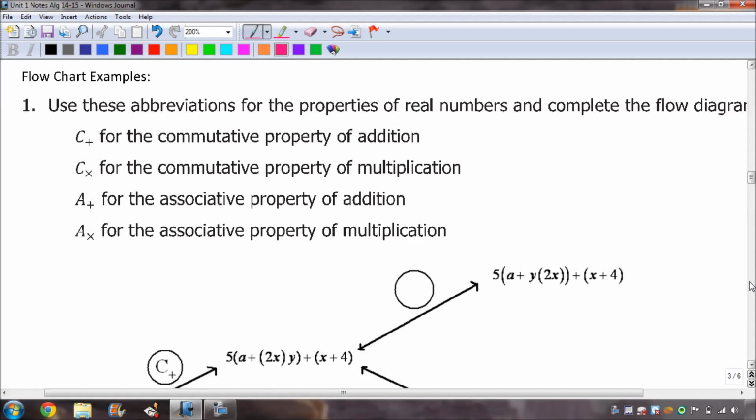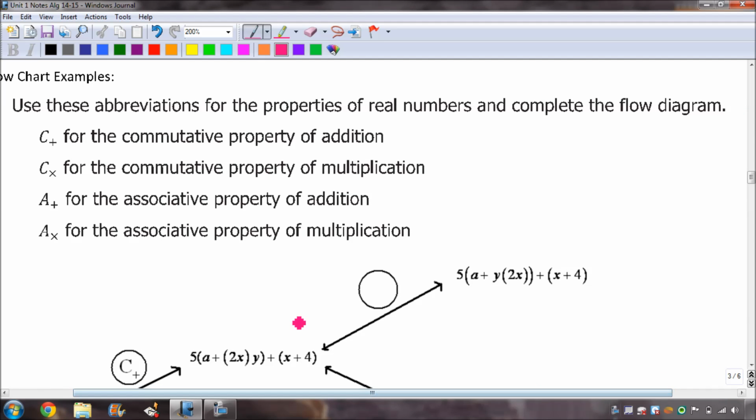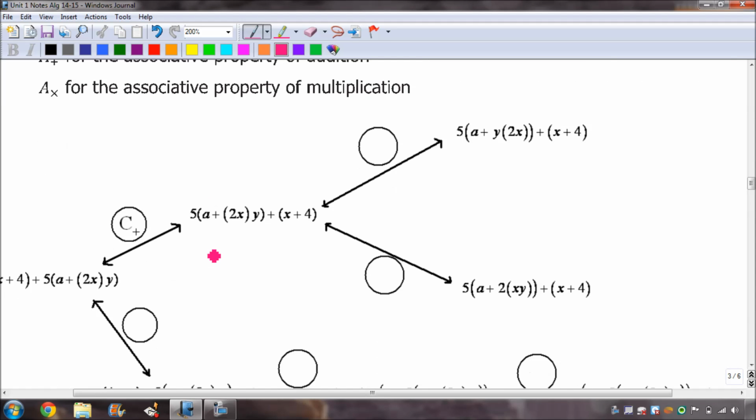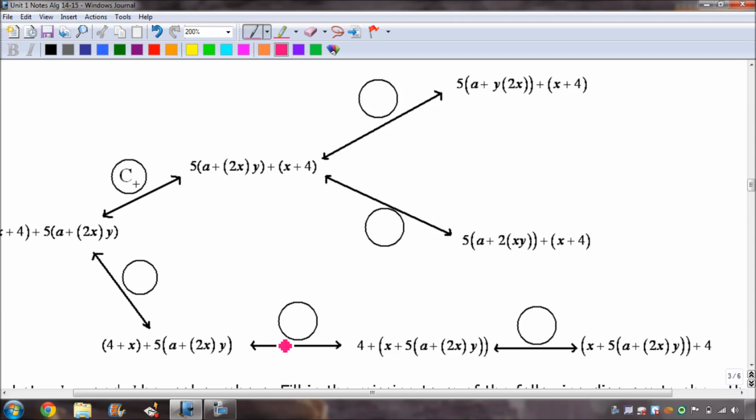So question number 1 says, use these abbreviations for the properties of real numbers and complete the flow diagram. C plus will stand for the commutative property of addition, CX for the commutative property of multiplication, A plus for the associative property of addition, and AX for the associative property of multiplication.